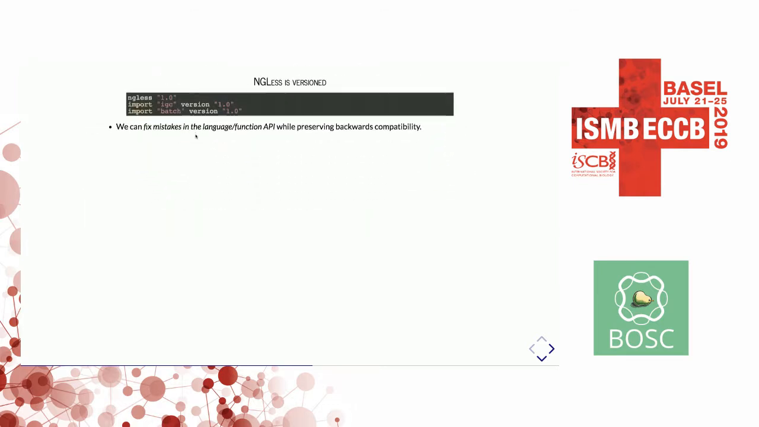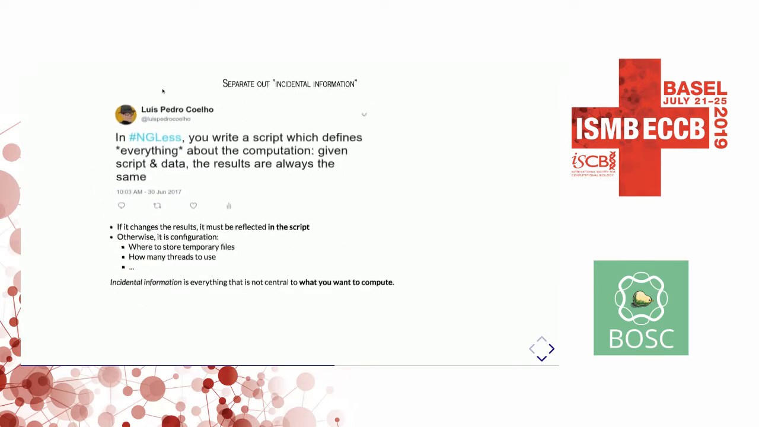Okay, so as I said, everything is versioned. So we can use this to evolve the language and the APIs while keeping backwards compatibility. Already we have some things that work differently in version 1 versus the previous versions.